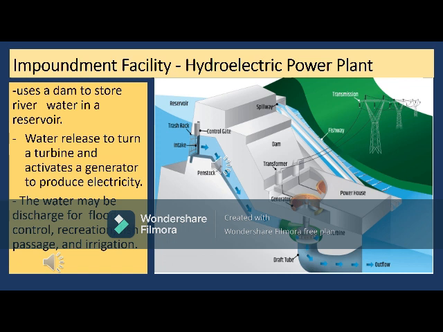The water may be discharged during typhoon or heavy rains for flood control. The dam can also be used for recreation. And then there must be the so-called way for the fish to pass by. We call it the fish passage. And then another use of a dam is for irrigation purposes.